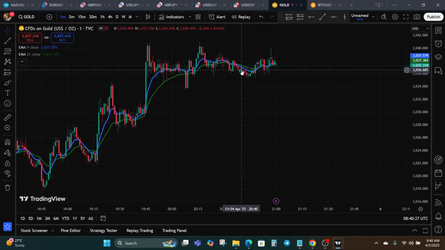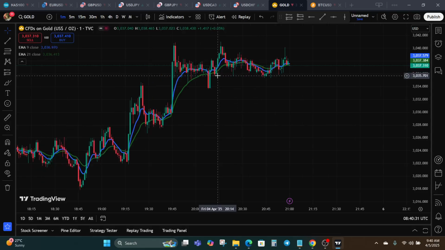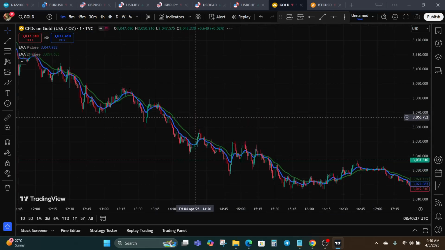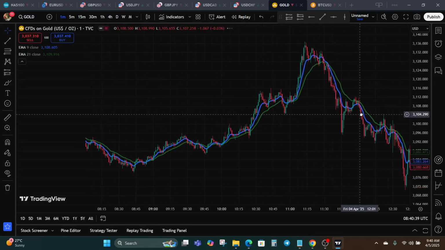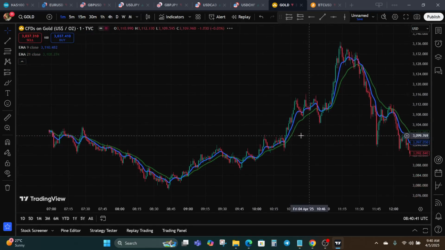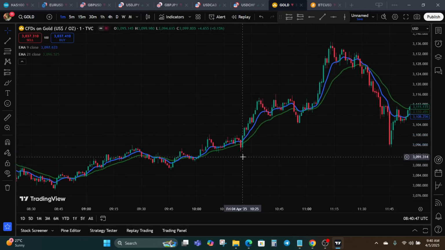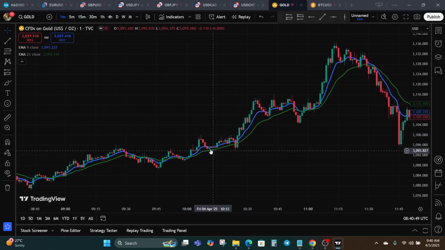But the crossover alone is not enough. You have to wait for price action to confirm the direction. For a buy setup, the 9 EMA must cross above the 21 EMA. Then you wait for price to pull back toward the EMAs. A bullish candle should form above the EMAs with clean body structure.